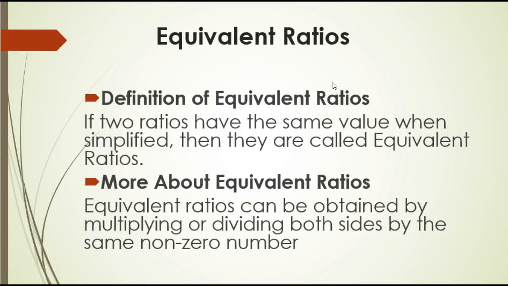If two ratios have the same value when simplified, then they are called equivalent ratios. More about equivalent ratios: equivalent ratios can be obtained by multiplying or dividing both sides by the same non-zero number.